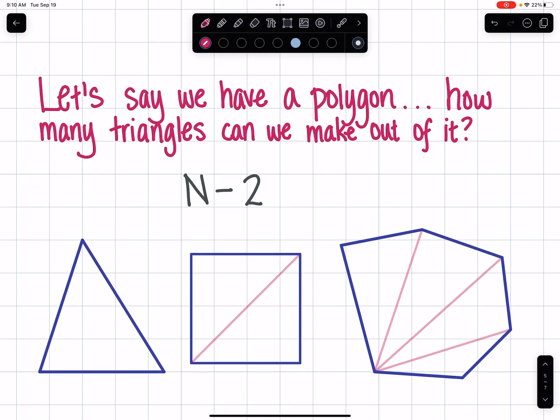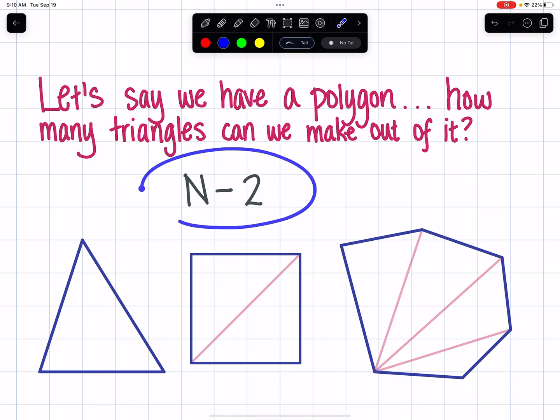Let's say we have a polygon. How many triangles can we make out of it? So that was when we go to triangulate a shape, how many triangles do we make. To figure this part out, you can realize that a convex polygon can be triangulated into n minus 2 triangles. N is the number of sides. So let's try it and see if it works.